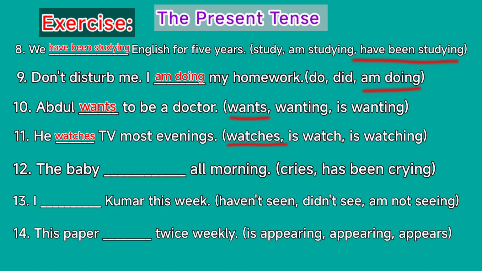The next one is the baby dash all morning. All morning means here it is the continuation of the action, and that happened the entire morning. So that can be used in present perfect continuous tense. So has been crying. The baby has been crying all morning.